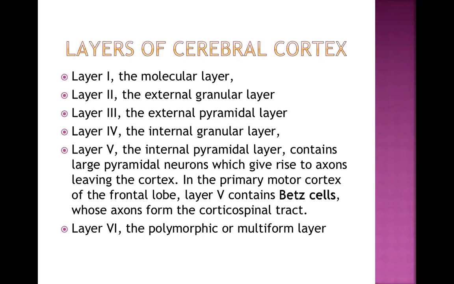Layer 3, the external pyramidal layer. Layer 4, the internal granular layer. And layer 5, the most important one, is internal pyramidal layer, which has large cells known as Betz cells. Okay, these Betz cells are one of the major contributors of corticospinal fibers. And layer 6, the polymorphic or multiform layer.